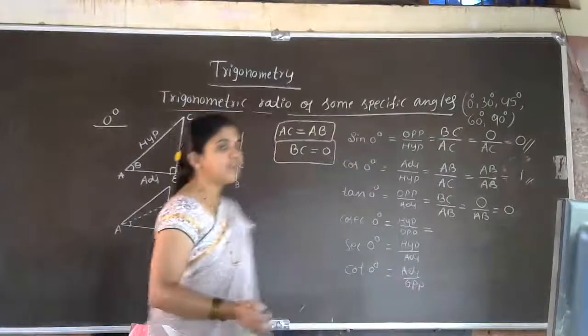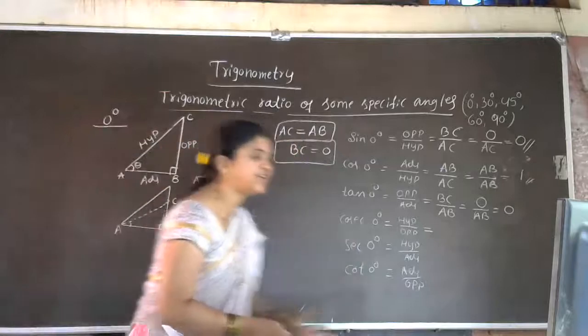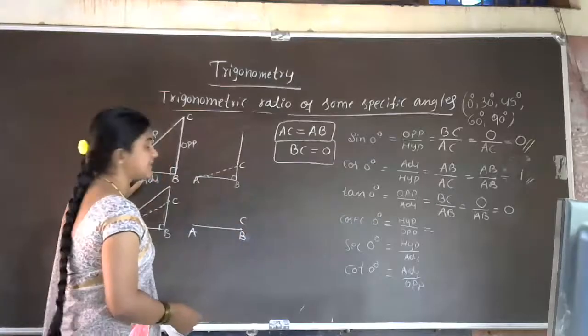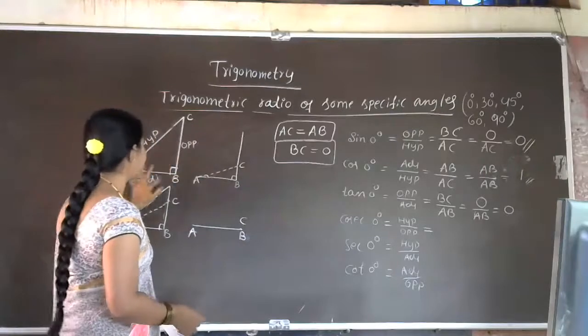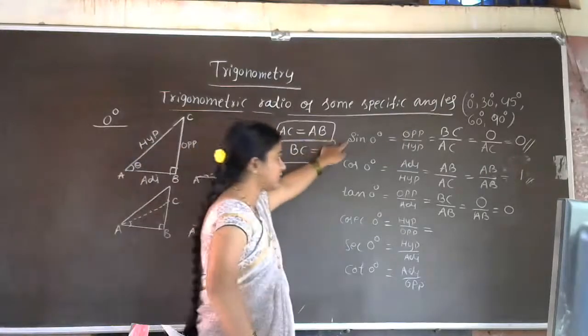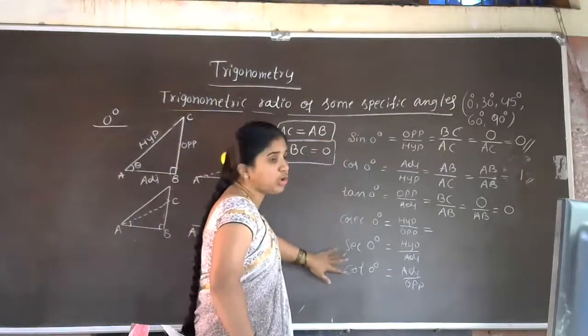Yes. We are discussing the trigonometric ratios of 0 degree. You have got the idea of this diagram now. Here this one is theta, this is the opposite side, this is the adjacent side, and this one is the hypotenuse. So we took the ratios sine 0, cos 0, tan 0, cosec 0, secant 0, cot 0 degree.